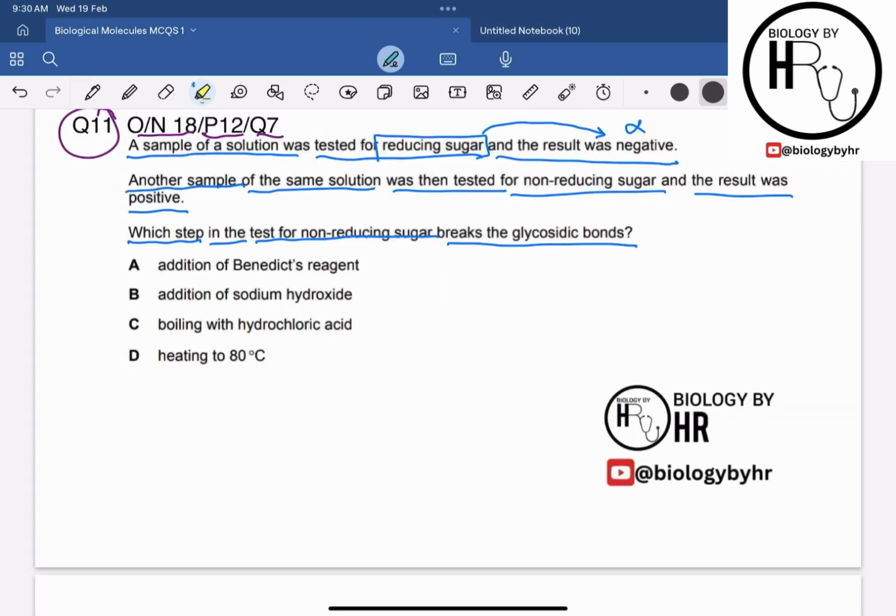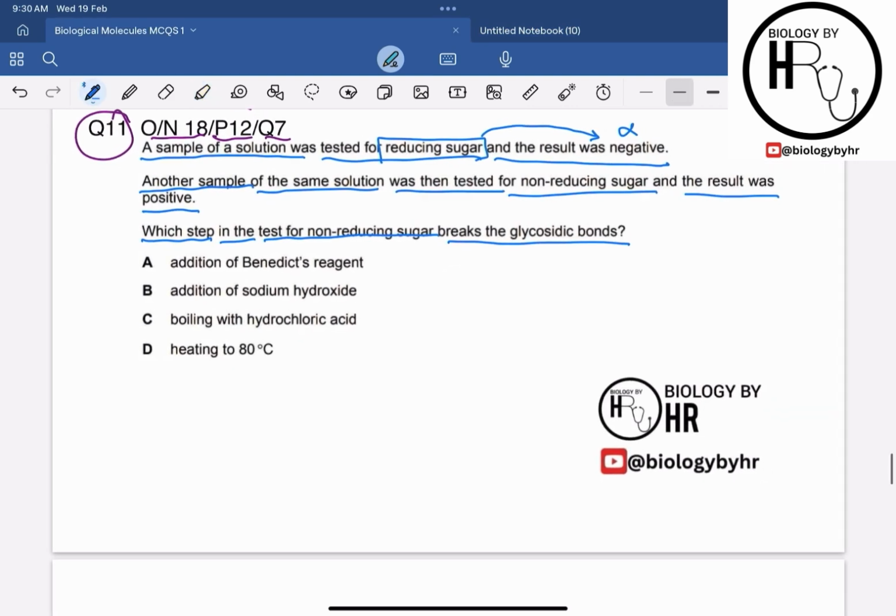So basically over here the step in the test for the non-reducing sugar which breaks down the glycosidic bond is the boiling with the hydrochloric acid. So hence the correct answer for this MCQ is option C.